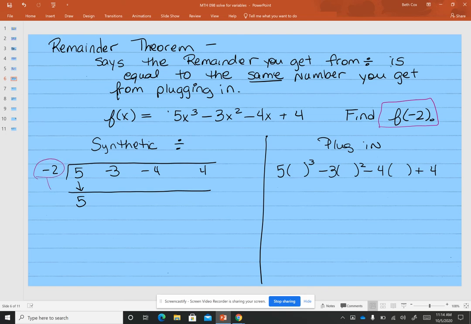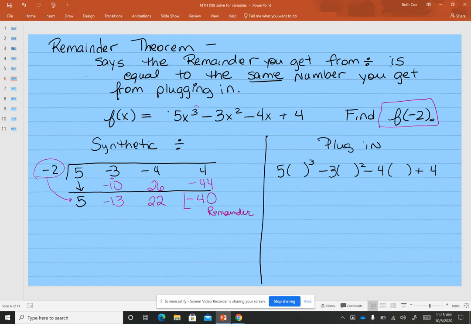real quick. So we're going to multiply, and that's going to give me a -10. And then I'm going to add the -13, multiply, I'm going to get 26. Add, I'm going to get 22. Multiply, I'm going to get -44. Add, and I'm going to get -40. This is my remainder this time.